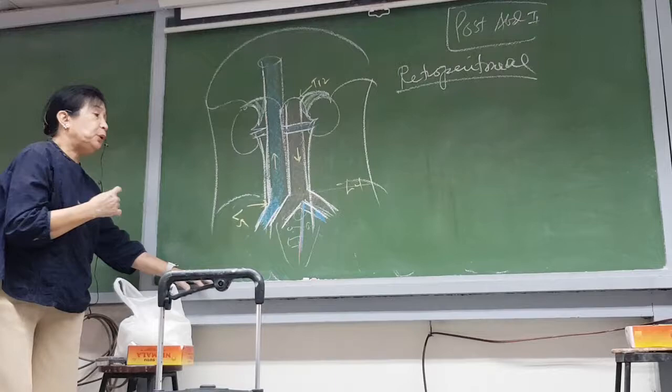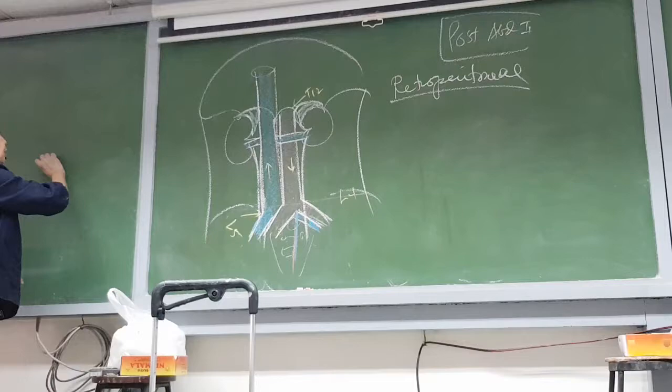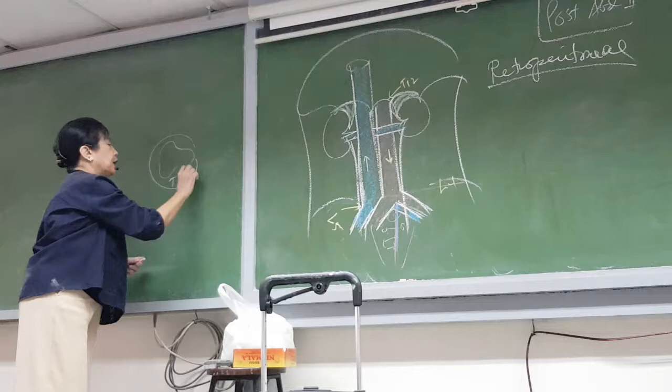So, here, ano ang pwedeng mangyari dito sa aorta? So, if you have a cross section of the aorta, and you have here your tunica intima, the innermost, right? And then tunica media, and then tunica adventitia. Okay.